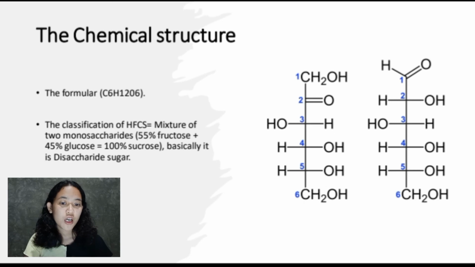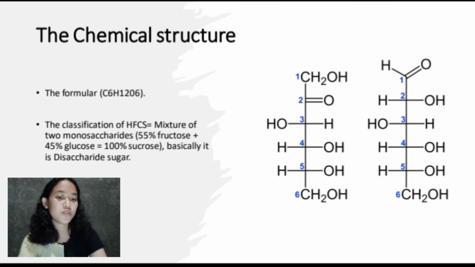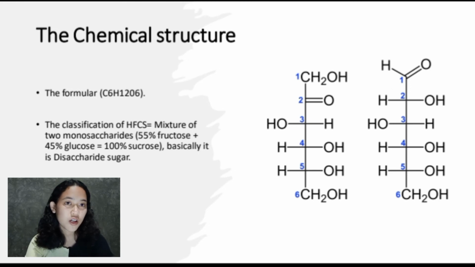Chemical structure. This is the formula of glucose. And the classification of HFCS is a mixture of two monosaccharides. 50% of fructose plus 50% of glucose is equal to 100% sucrose. Basically, it is a disaccharide sugar, as we can see from the structure.